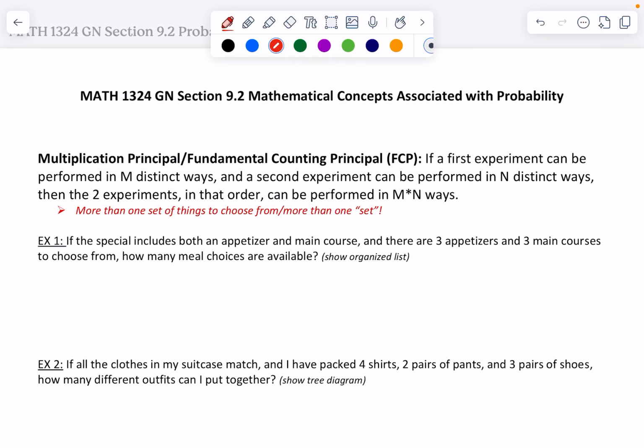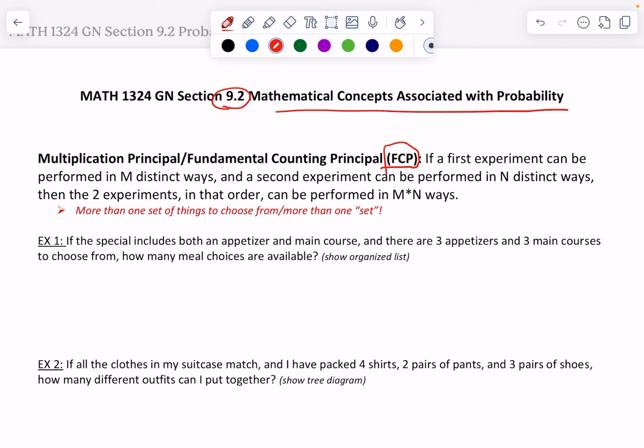Hello. This is lesson 9.2, mathematical concepts associated with probability. So we're still sticking with probability, but now we're going to look at some other concepts. The first one is the multiplication principle, which can also be called the fundamental counting principle. We use FCP as short for it.